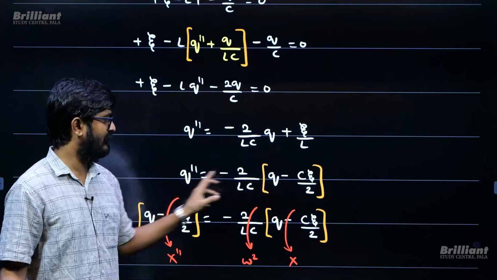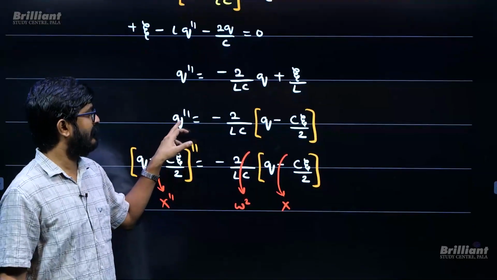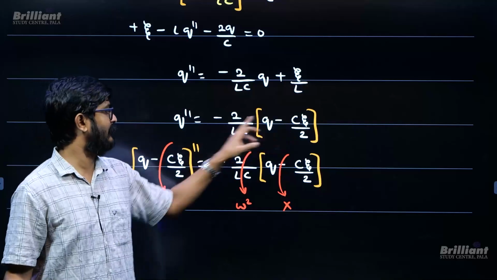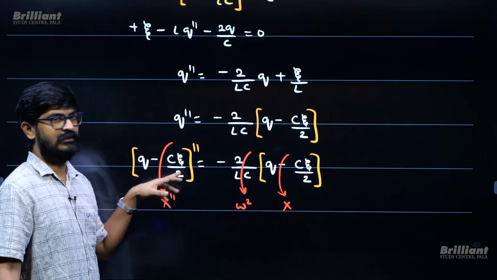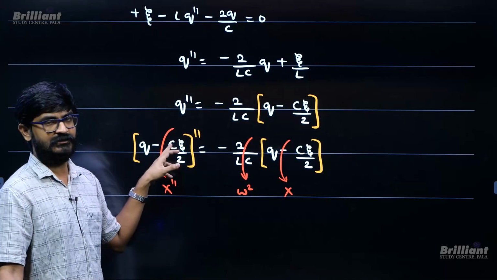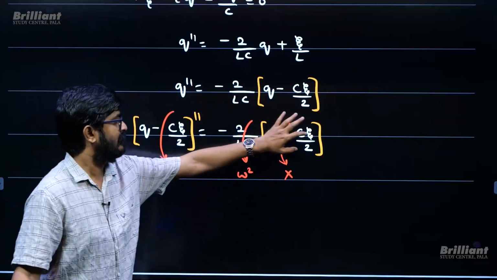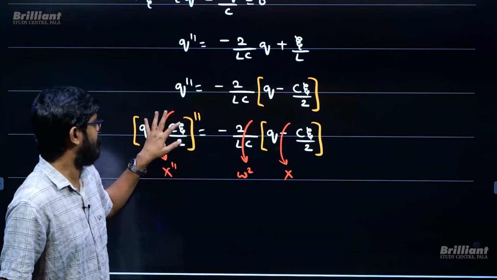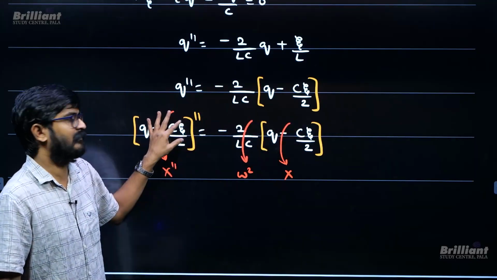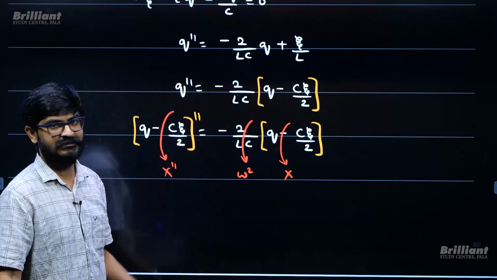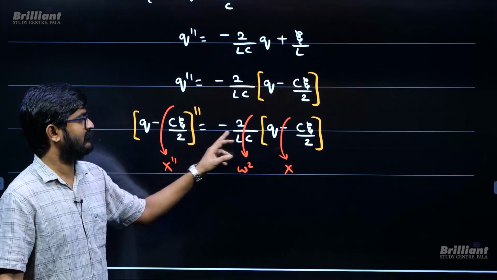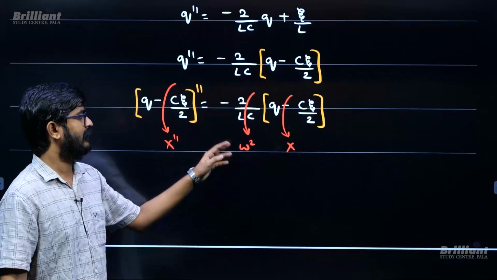This looks like a familiar equation. Instead of Q double dash, I am writing it as Q minus CE by 2 whole double dash, because when you take the differentiation of a constant it is going to be 0. When I write it this way, this looks like a familiar equation. If this is some quantity, this is the double differentiation of that quantity. So it looks like SHM form, x double dash equals minus omega square x. Then I know the general solution.